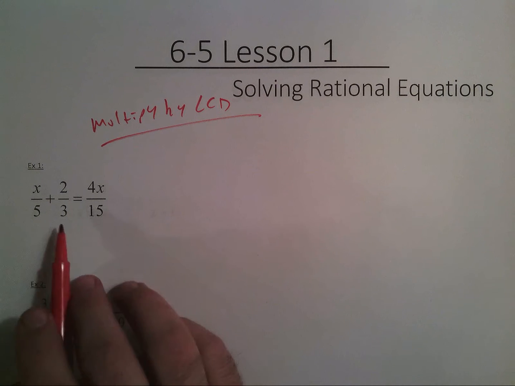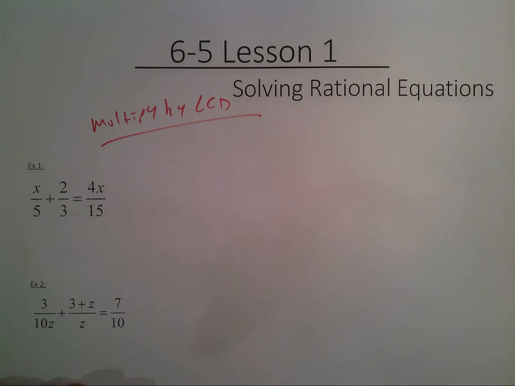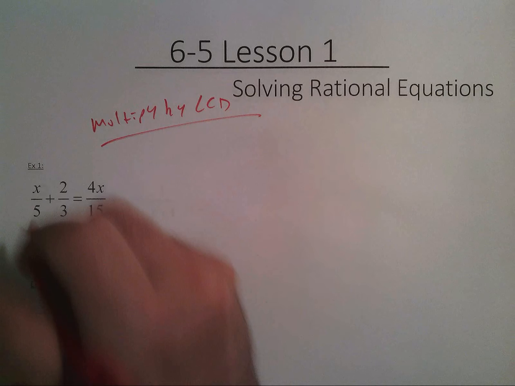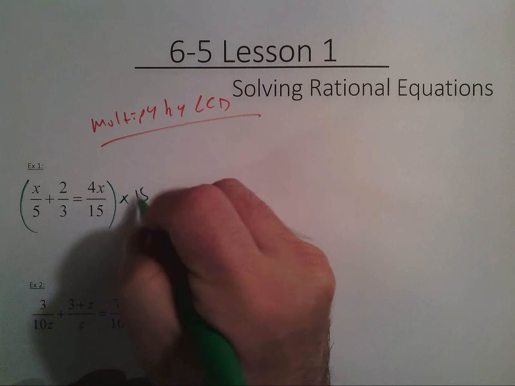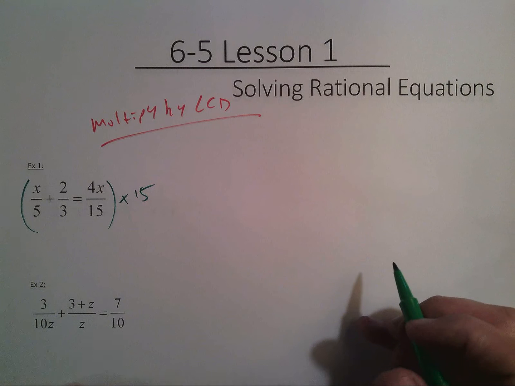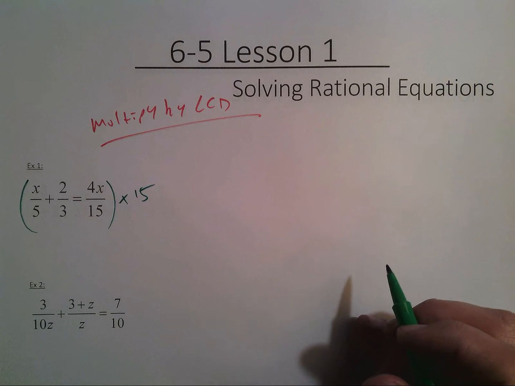Well, 5 goes into 15, 3 goes into 15, 15 goes into 15. So what I'm going to do is multiply everything by 15. Now, what this gives me, and I'm going to do it out the long way once, but after this I'm going to show you the shortcut.